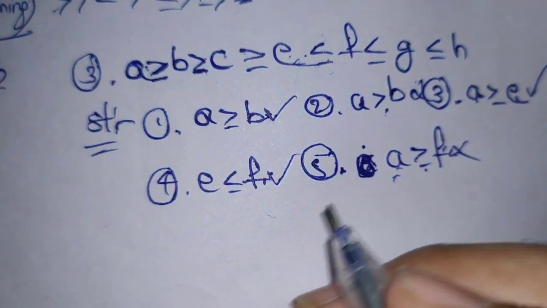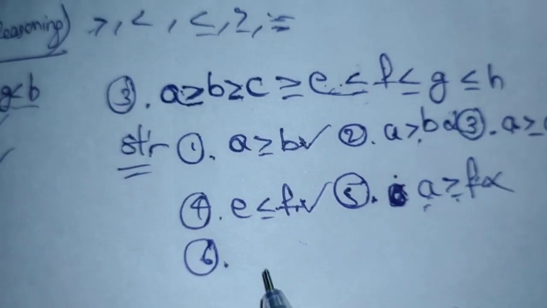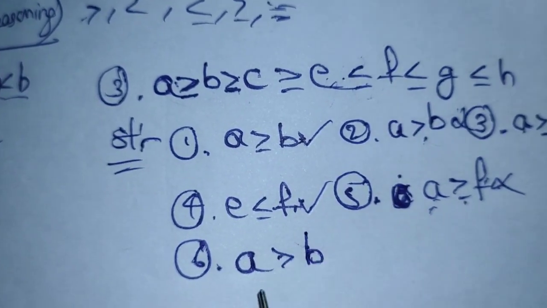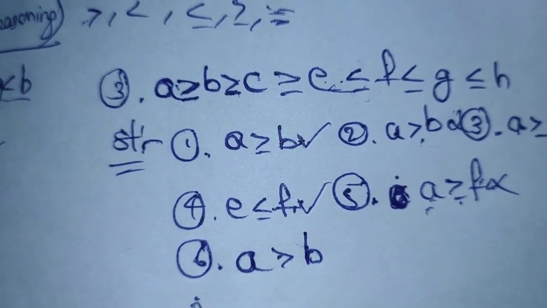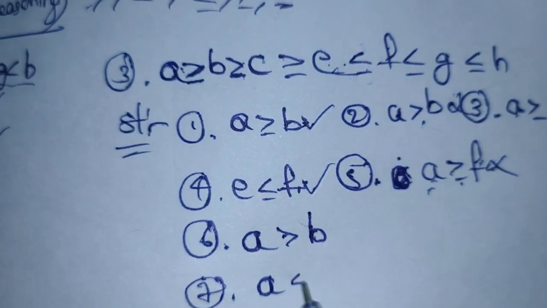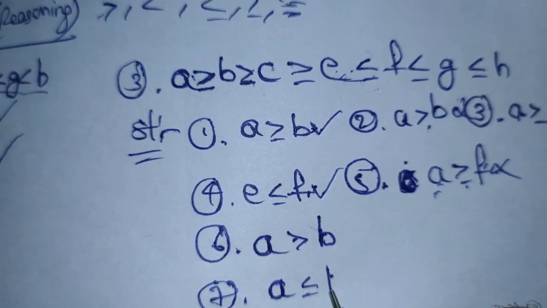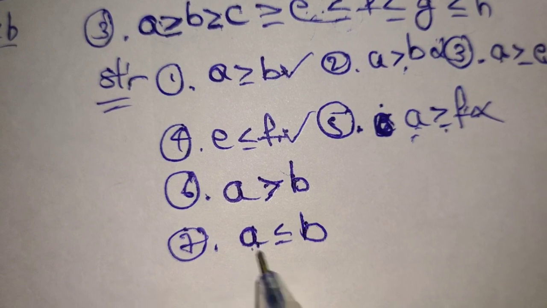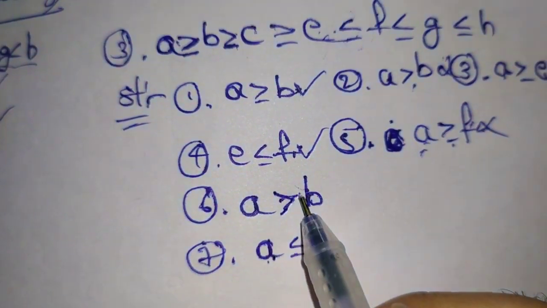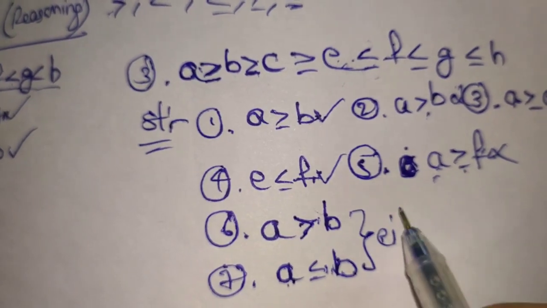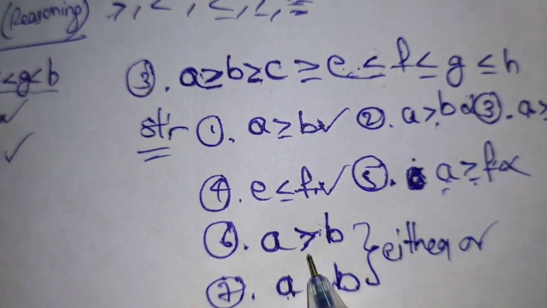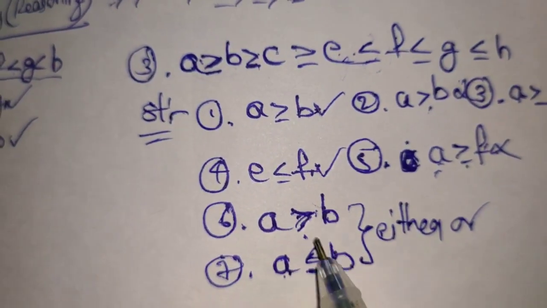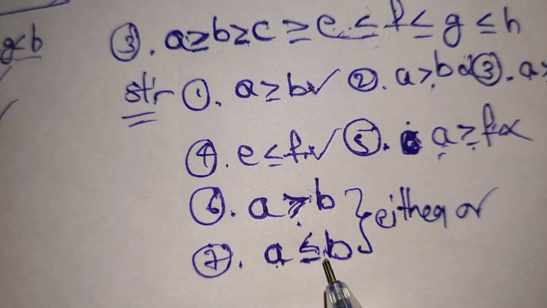And also, I will write another statement: a greater than b, and another statement as a less than or equal to b. So we have two statements: a greater than b, a less than or equal to b. If they give statements like that, then you have to say either or, because here we can see there is greater than symbol, less than symbol, and equal to symbol. So it has all the symbols that can apply either or condition in this case.